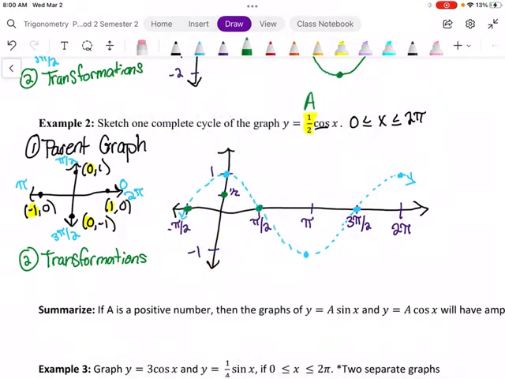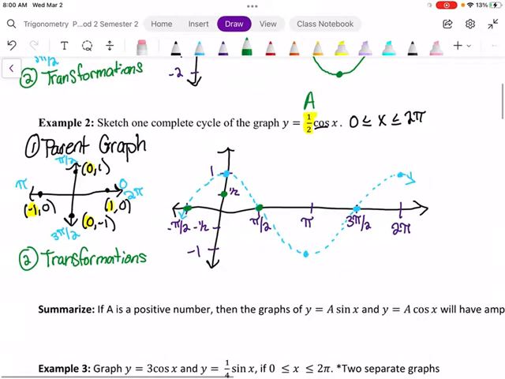0 times 1/2 is 0. -1 times 1/2 is -1/2. So add that there. 0 times 1/2 is 0. And 1 times 1/2 is 1/2. So you'll notice whenever we have a fraction for our amplitude, if it's less than 1, our graph is going to be getting shorter instead of taller.